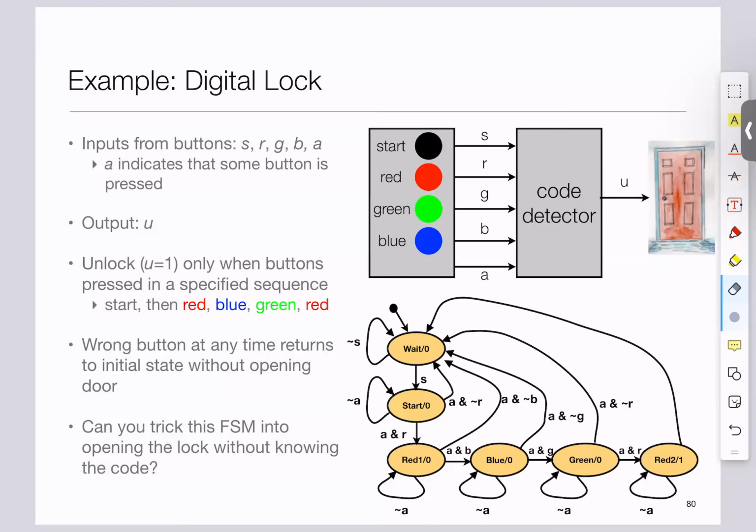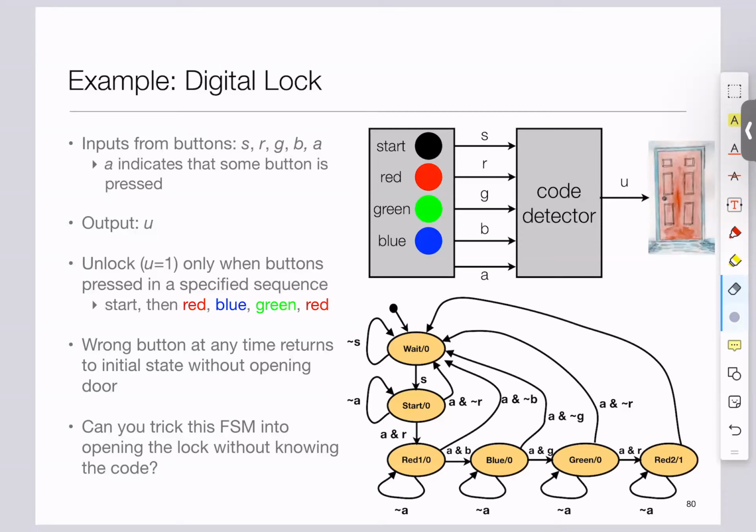Sorry, S, R, G, B basically indicate the status of the corresponding buttons, and A means some button is pressed. Okay, so those are the five wires. S is the state of start, the black one, RGB for the RGB buttons, and A means at least one button is pressed. And the lock code is kind of a made up one.